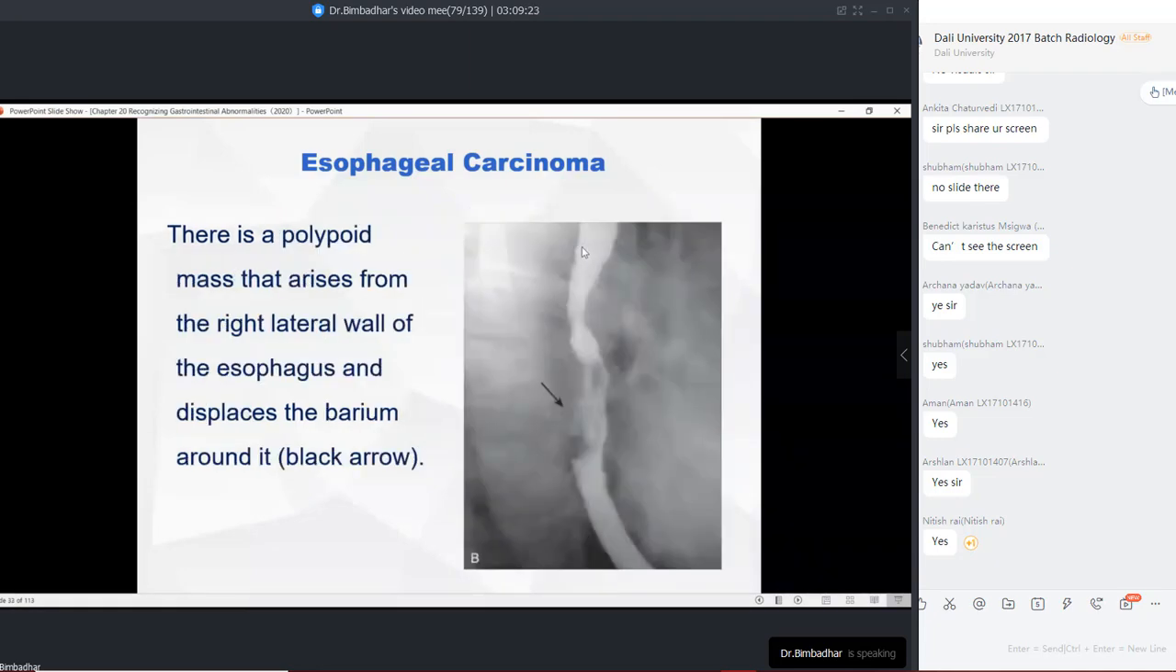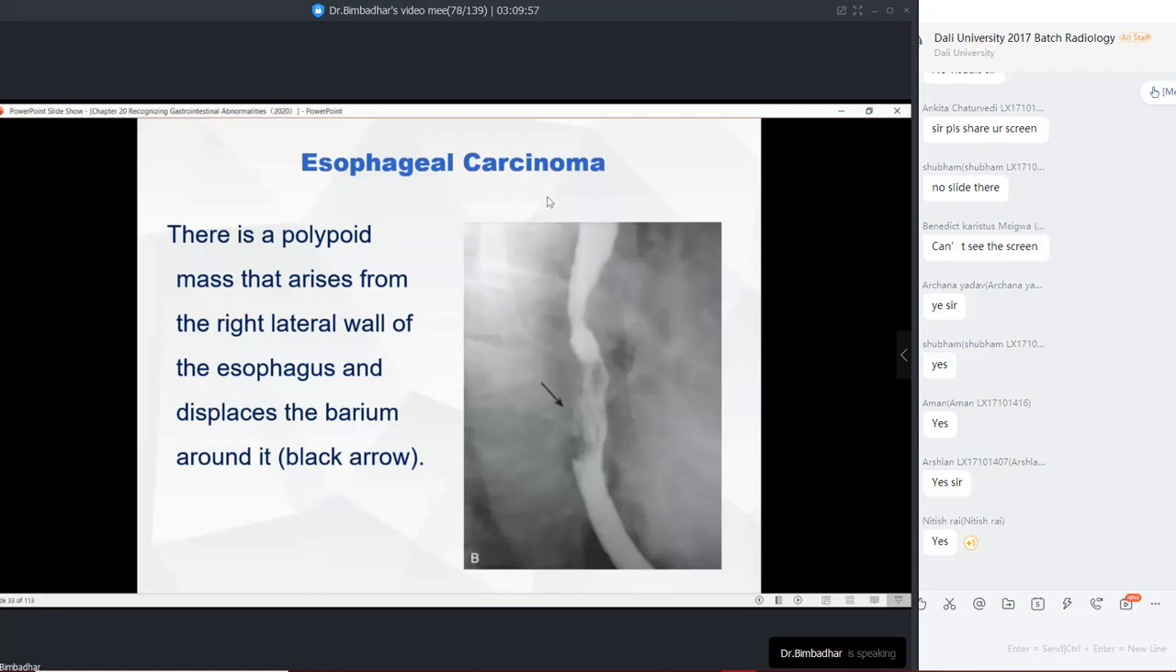And you can also see here there is a filling defect present down in the right lateral wall of the esophagus. Okay, and the barium is being displaced around it, which means I am looking at a mass inside the esophagus, which is obviously an esophageal carcinoma. Very, very simple. It's a polypoid mass. Polypoid in the sense, okay, a polyp, an extra growth inside the esophagus, which is eventually called the carcinoma.